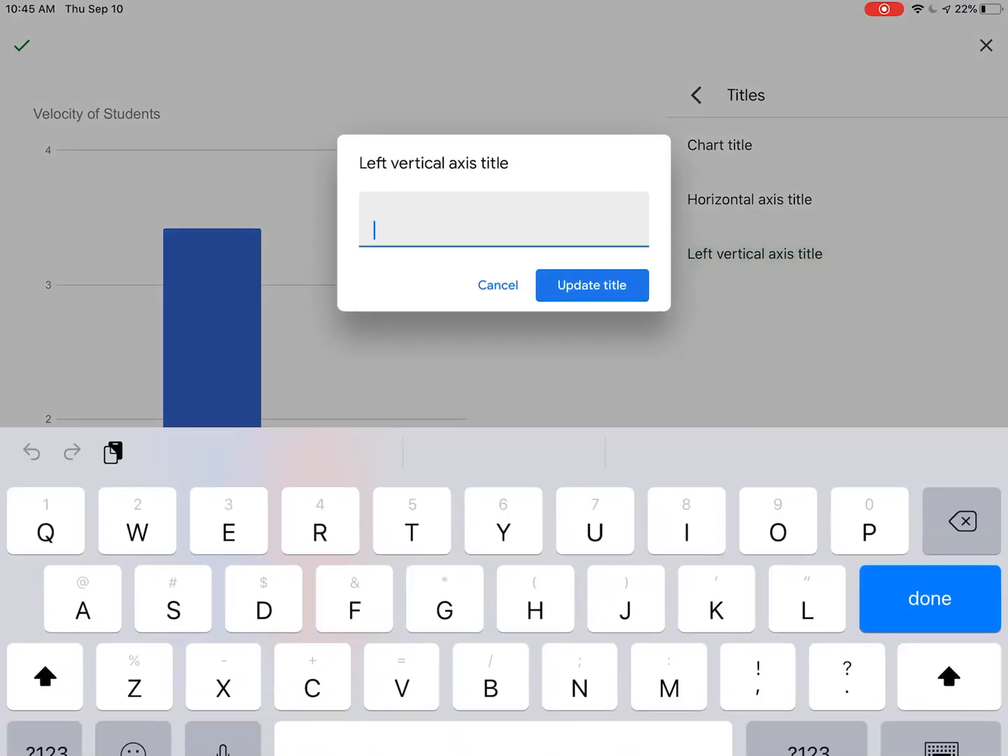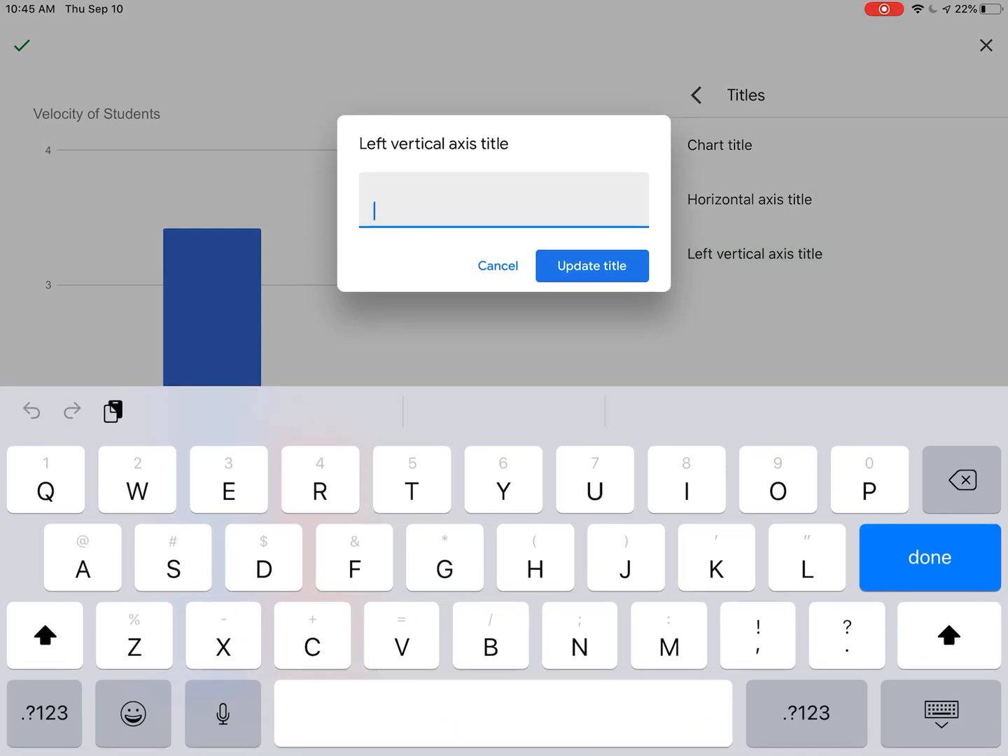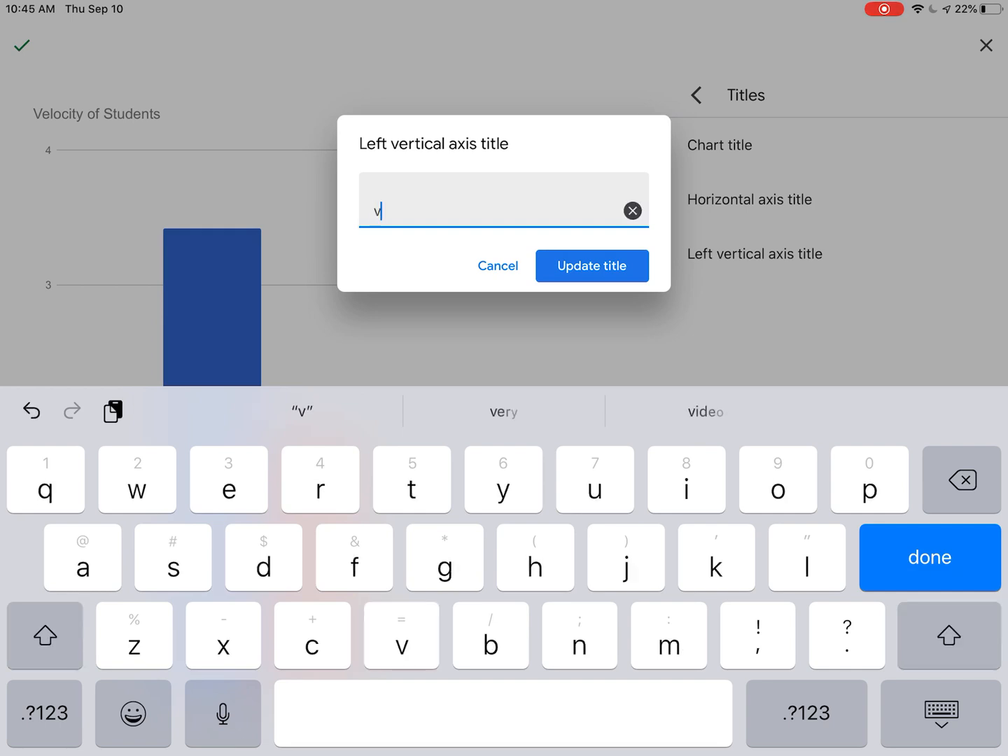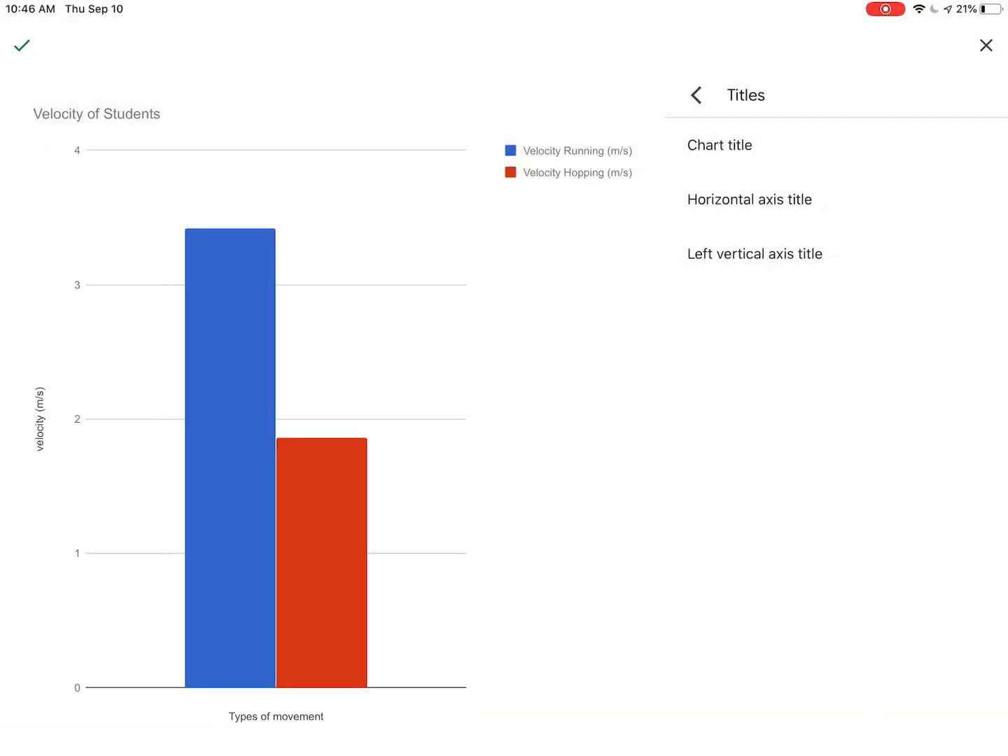And then I need my vertical axis label. So on my vertical axis label, I'm going to say, well, what were these numbers? What I actually measured there was these students' velocity. And in particular, it's their velocity as measured in meters per second. So that's very important. Make sure that you always include the units on the vertical or Y axis. And I hit update title there. This is starting to look a lot better.